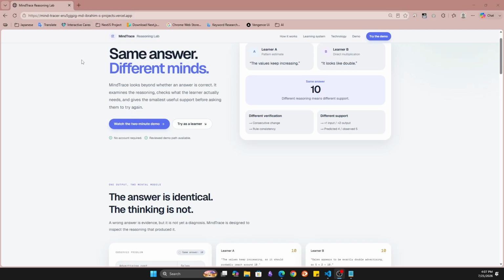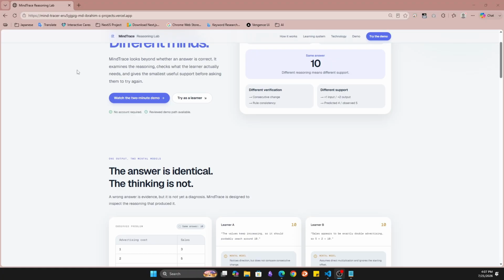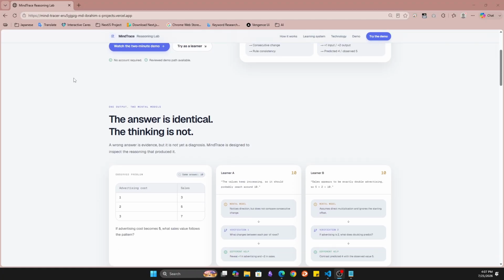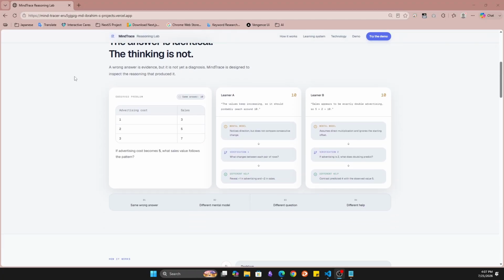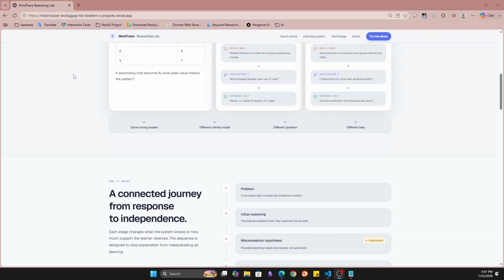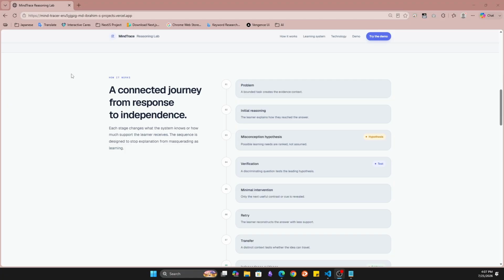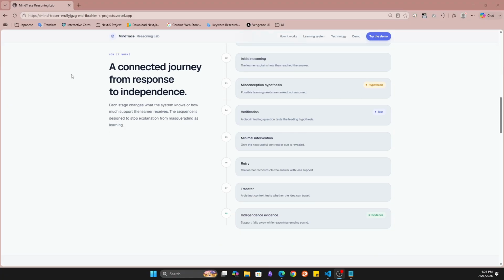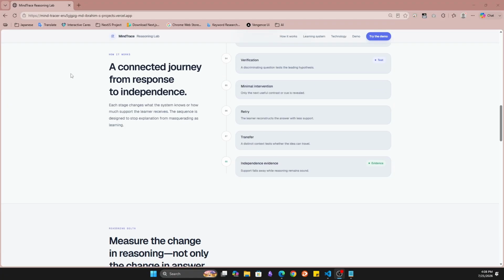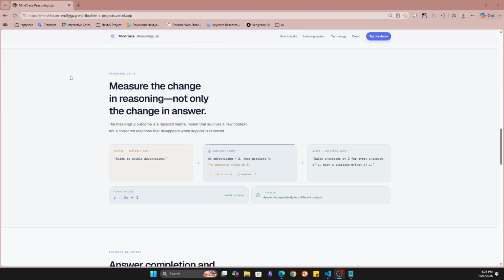MindTracer Reasoning Lab looks beyond whether an answer is right or wrong and focuses on how the learner was thinking. Two students may make the same mistake on paper but need very different support. MindTrace turns that difference into a learning path: diagnose, verify, intervene, and check independent transfer.